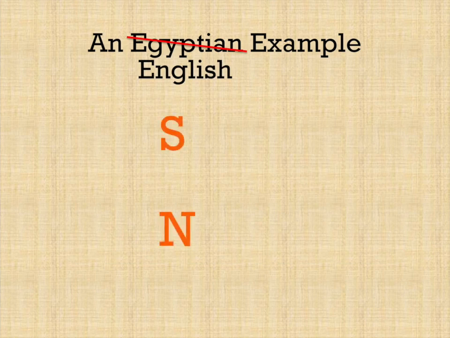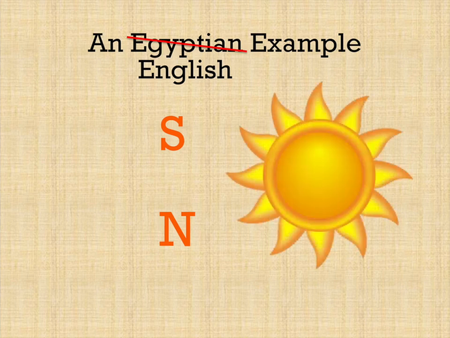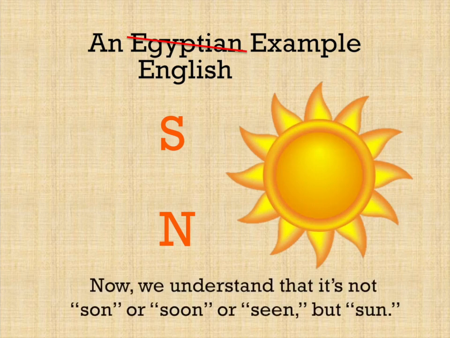What do you think that means? It could mean son, as in a male child. It could mean soon. It could mean seen. It could also mean this. Now you've got it. So now we understand that it is not son or soon or seen, but sun. And this is how Egyptian essentially worked.